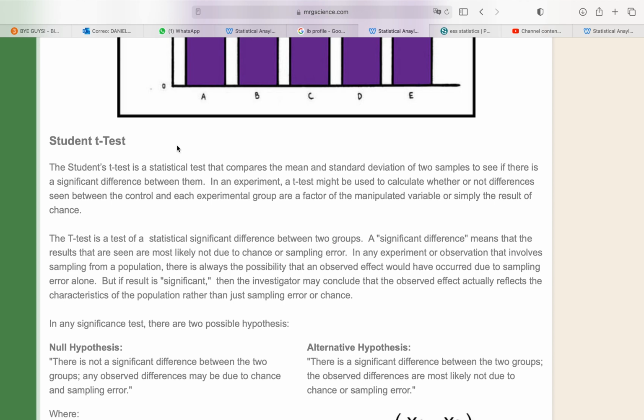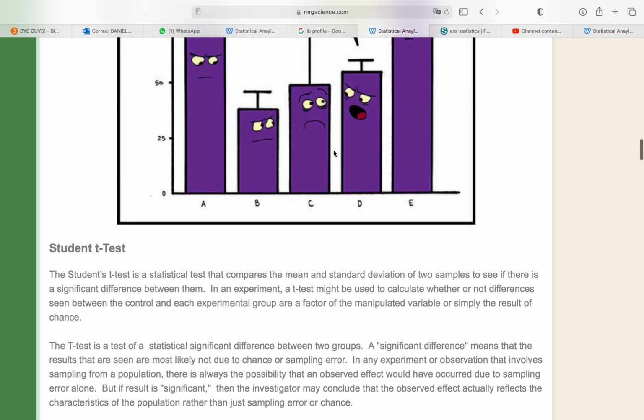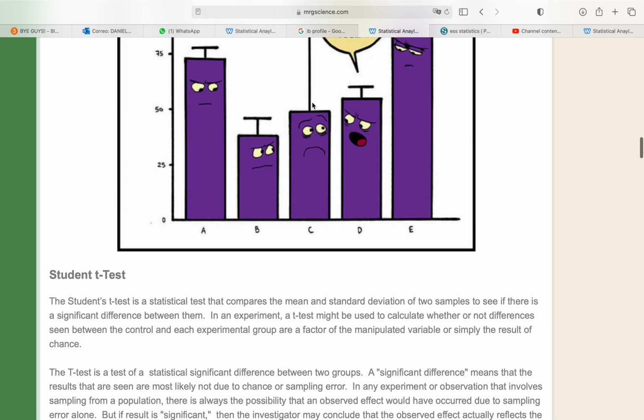Then we have the student t-test. That is another thing that we're going to study in class. It's another statistical test that compares the mean and the standard deviation. Again, I'm going to compare this with this. What for? To see if there are significant differences between them.